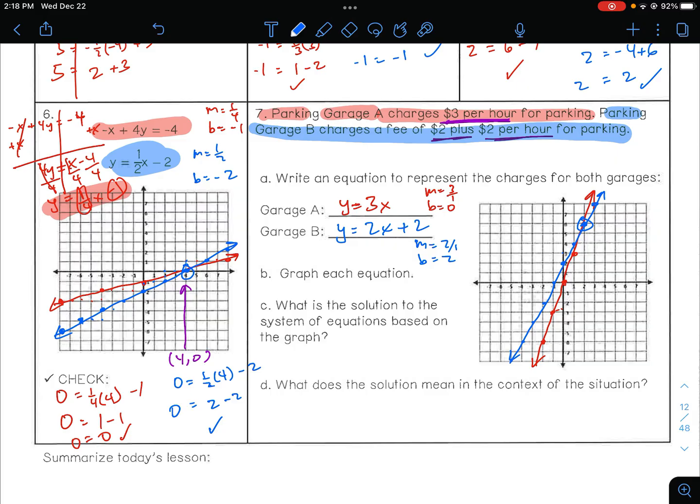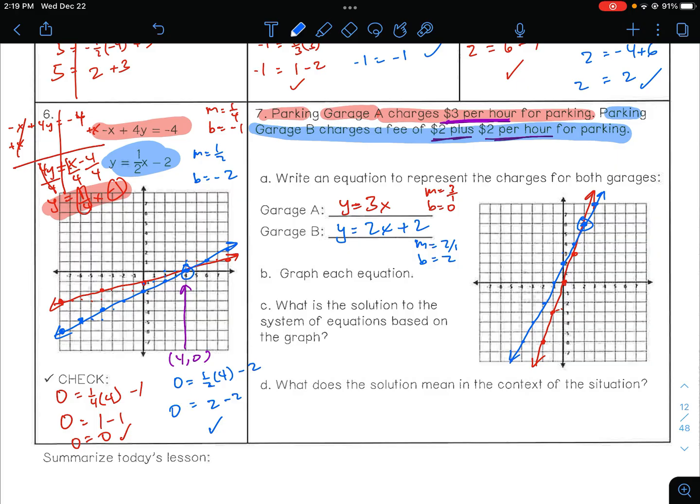And what does this blue line mean? Well, when you park for 0 hours, you still got to pay that $2 fee. But if you park for 1 hour, that's $2 plus the $2 per hour. That's 4. 2 hours is like 4 plus the $2, which is 6. 3 hours would be $6 plus the 2, which would mean $8. So what does this point mean?